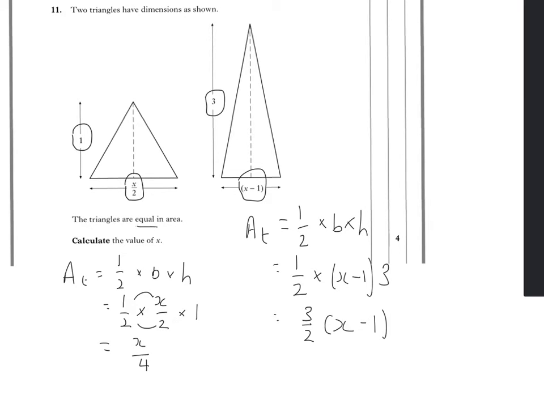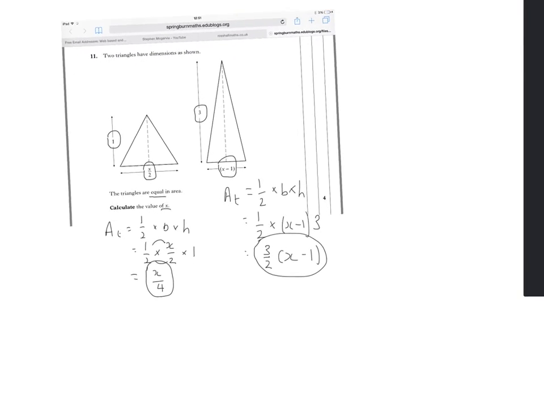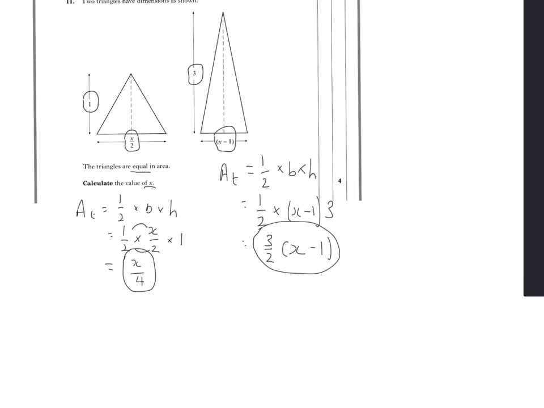Now, the important part of the question is this. The triangles are equal in area, which means this is equal to this. We're looking to calculate the value of x. So the question is telling us to go ahead and make these things equal, so that's what we're going to do. So I'm going to go across here, and x over 4 equals 3 over 2 bracket x minus 1.